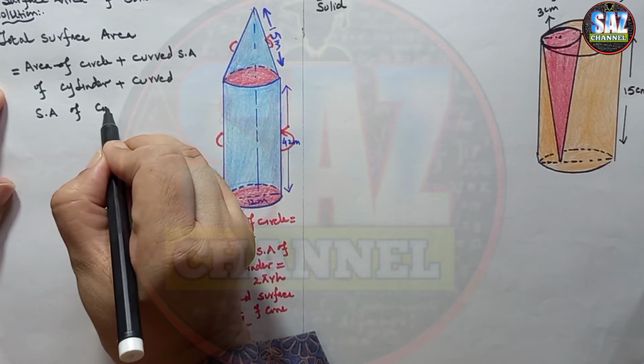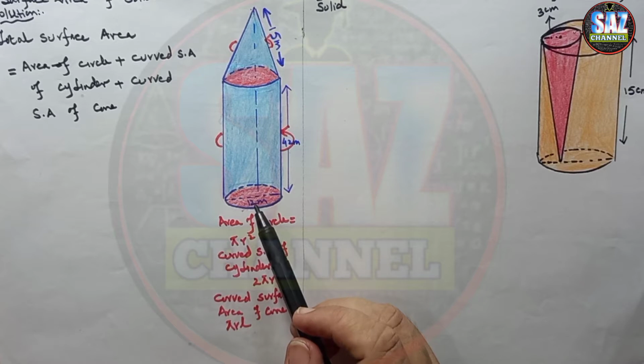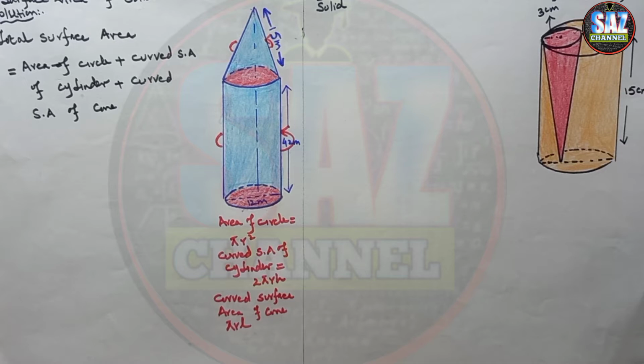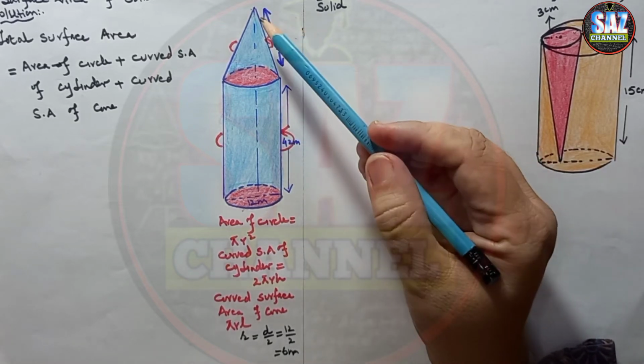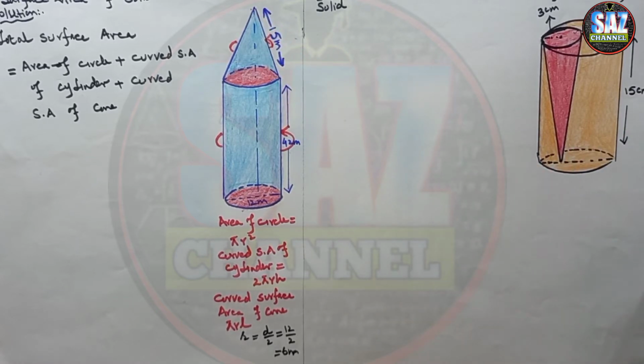Now the second problem is that in the question we are given the diameter of the cylinder. So the radius will be equal to half the diameter, that is 12 by 2, which is equal to 6 centimeter, or sorry, the dimensions are in meters, so it's 6 meter, and the height of cylinder is 42 meters, and the slant height of cone is 15 meters. Now it's time to replace the values.